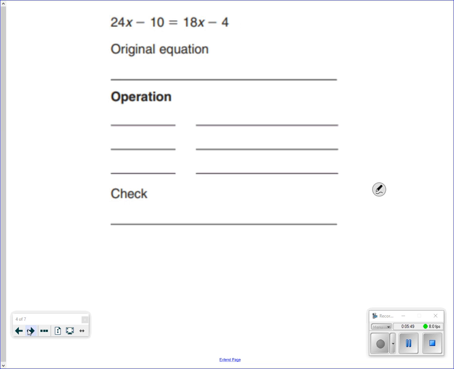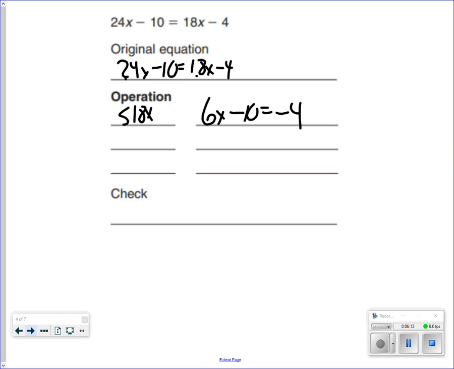So I have 24x minus 10 equals 18x minus 4. Well, the first thing I need to do is get all my x's on one side. So I'm going to subtract an 18x. That means I'm left with 6x minus 10 equals negative 4.